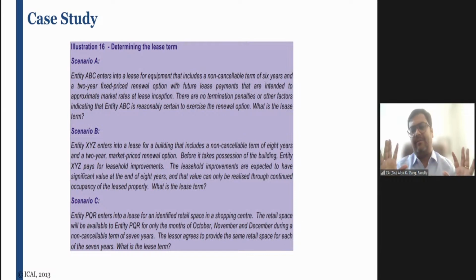There is no indicator, there is no factor which says that there is a high chance that the lessee will exercise that option. The question itself is saying that there is no high chance that the lessee will exercise it. So it means we should not take that renewal option into consideration, right?